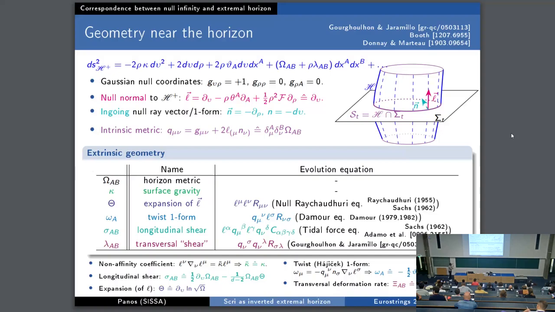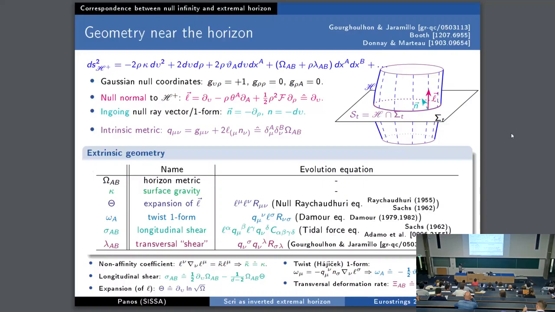These subleading fields in the metric acquire nice geometric interpretations. For instance, kappa in g_uu can be interpreted as a surface gravity, in the sense that it is the non-affinity coefficient of the null normal on the horizon. Omega_AB we will refer to as the horizon metric. These other fields also acquire a nice extrinsic geometry interpretation. Theta, for example, captures the rotational properties of the black hole, as encoded in the so-called twist or Hajicek form. And the subleading terms in the spatial metric capture the transversal deformation rate tensor.